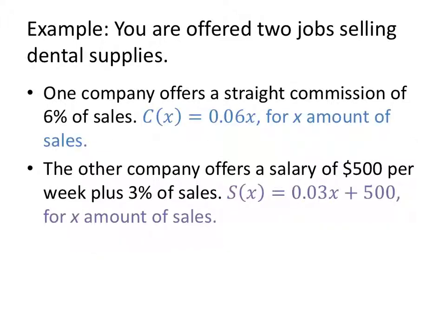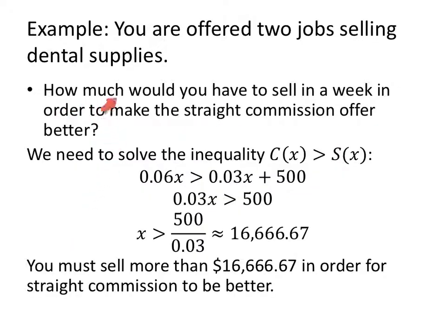Well, let's take a look. The straight commission of 6% of sales, that's C of x, commission, is 0.06x, for x being the amount of your sales. The other company offers a salary of $500 per week plus 3% of sales, so the salary position, S of x, is 0.03x plus 500 for x amount of sales. So I'm offered two jobs selling dental supplies. I could write functions in order to represent the amount I will have each week. But I want to know, how much would you have to sell in a week? So find x in order to make straight commission better.